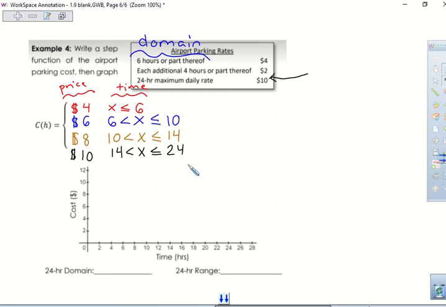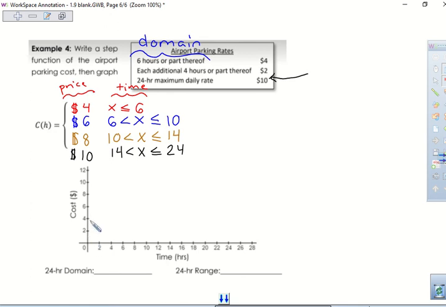Okay. So that's basically how parking works. That's actually pretty typical for parking. At 24 hours, your car is going to get towed if you park more than that. You can't park more than 24 hours, so cap it off there. So let's go ahead and plot this. So for $4, you can park up to 6 hours.